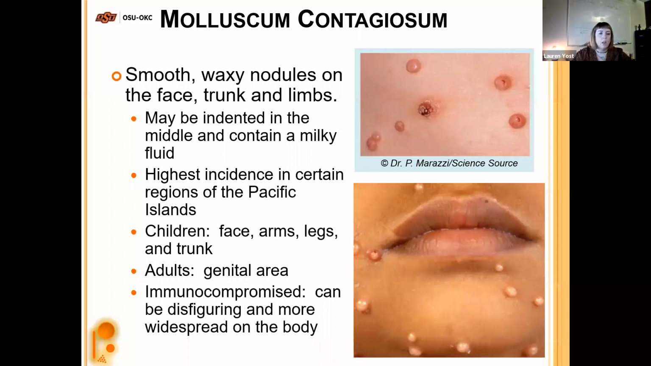This is molluscum contagiosum. We have smooth waxy nodules on the face, trunk, and the limbs, sometimes indented in the middle. We have high incidence in the Pacific Islands of this. Children get them on the face, arms, legs, and trunk, whereas the adults get it in the genital area. But if you are immune compromised, you can get it all over the body and it can be disfiguring, a lot like what you see with smallpox.